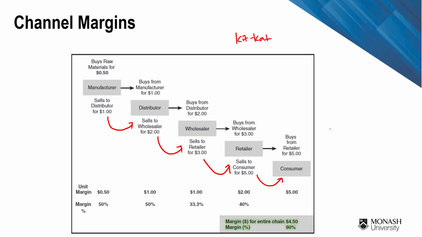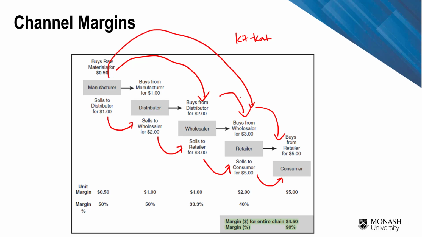Now, some products might follow this path. Some products might be manufactured straight to wholesalers, then to retailers, to consumers. Some products might jump straight to retailers and then consumers. Some products might even go to consumers straight away. So different products are not going to follow exactly the same plan, but this is the normal cycle. This is how a product generally passes through.